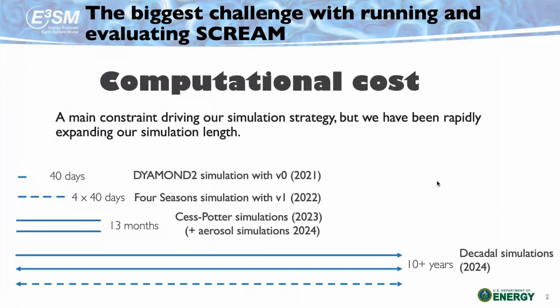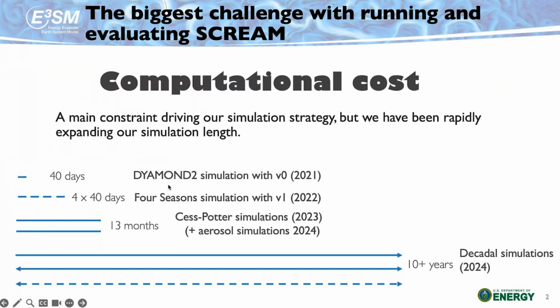But the fact that we can run on machines like Frontier has made it so that we've been able to rapidly expand our simulation length. That's what I'm showing as a graphic at the bottom, where we started about 3 years ago running the Fortran version of the model, Scream V0, and that was 40 days in length. That seemed like a major undertaking, and it was our submission to the DYAMOND 2 model intercomparison.